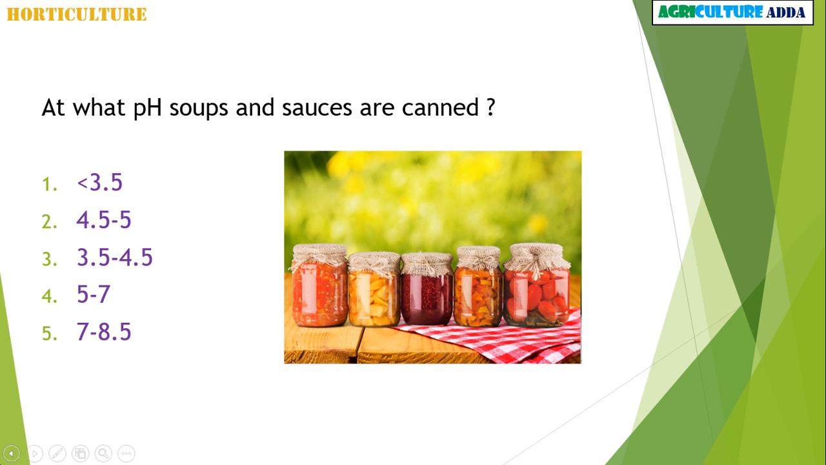Next, at what pH are soups and sauces canned? Less than 3.5, 4.5 to 5, 3.5 to 4.5, 5 to 7, 7 to 8.5. Answer is 4.5 to 5 pH, soups and sauces are canned.